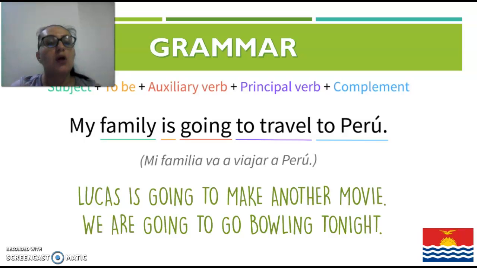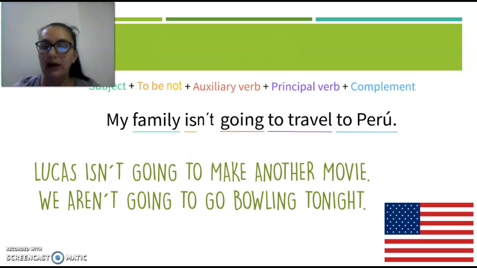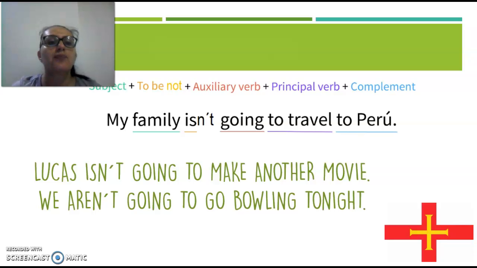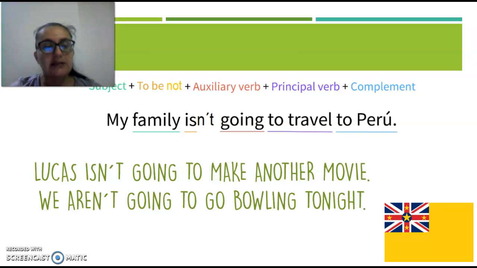Another example, Lucas is going to make another movie. We are going to go bowling tonight. Remember, going to is for plans with a future. But what happened? I need to explain plans in a future, but I need to say it in negative. I know how to write and say in affirmative, but how can I write negative? Okay, according with examples, you need to organize the sentences.